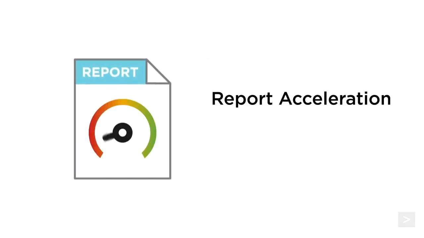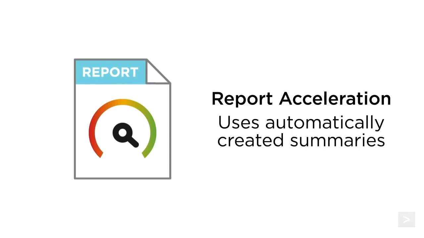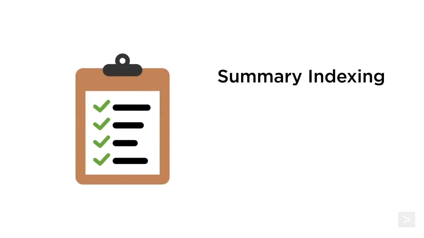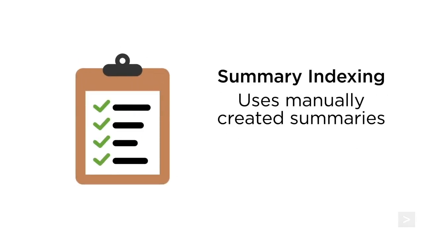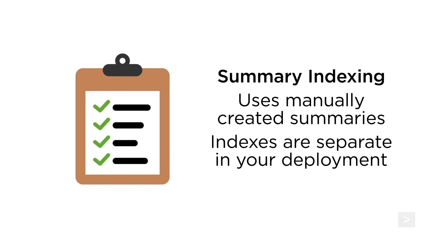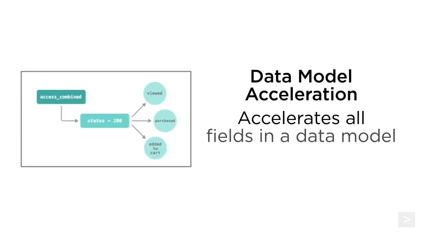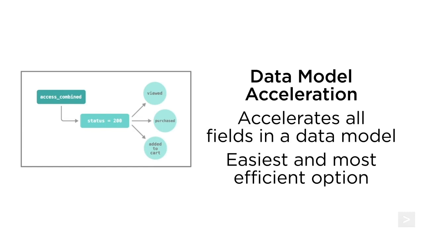Report acceleration will use automatically created summaries to speed up completion times for certain kinds of reports. Summary indexing enables search acceleration through the manual creation of summary indexes. These indexes exist separately from other indexes in your deployment. Data model acceleration will accelerate all fields defined in a data model. Data model acceleration is the easiest and most efficient option and will typically be your first choice.